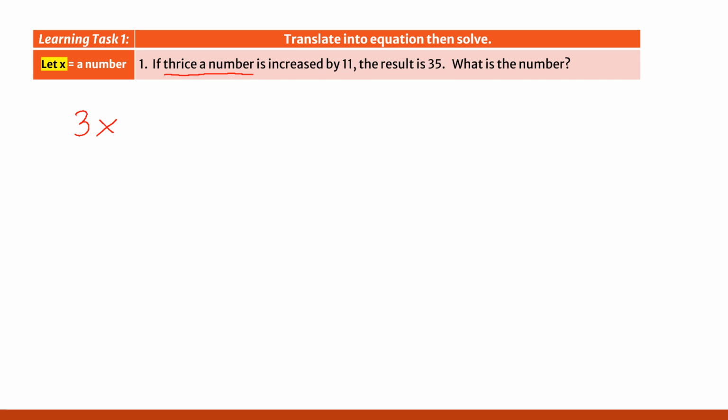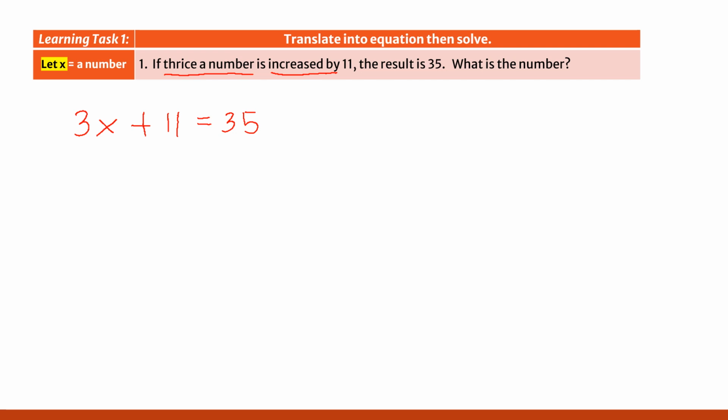Then after that, meron nakalagay o nakasulat na increase by. So kung babalikan natin yung phrases na increase by, ito ay tumutukoy sa addition operation. Okay? Then by 11, so we have plus 11. And then the result is 35, meaning to say it is equal to 35. Okay? So our equation then is 3x plus 11 equals 35.